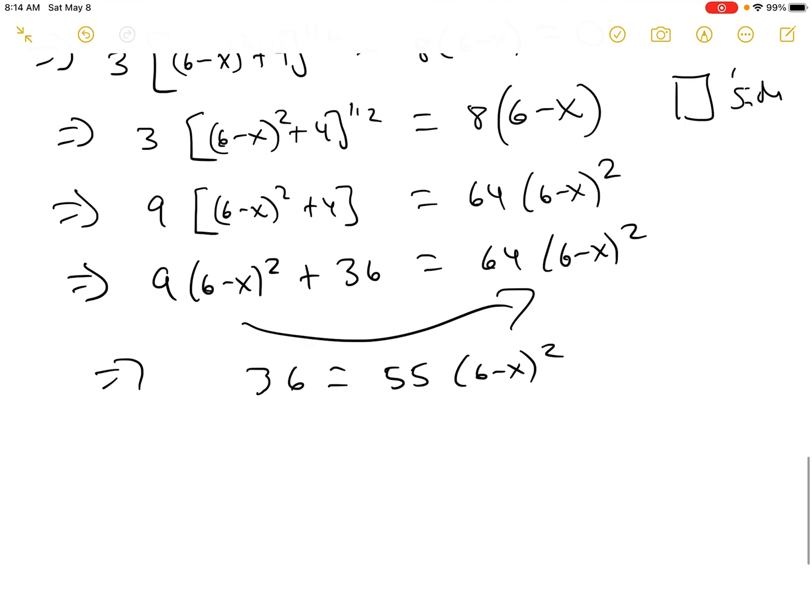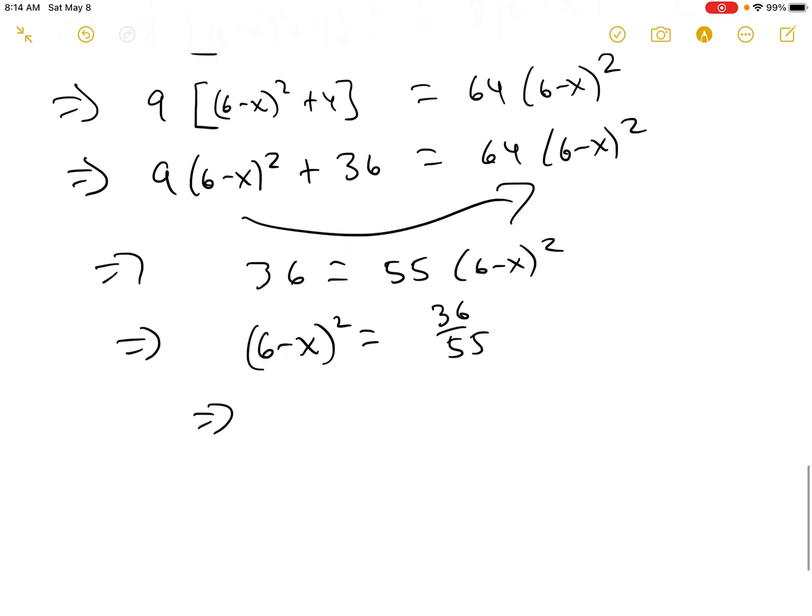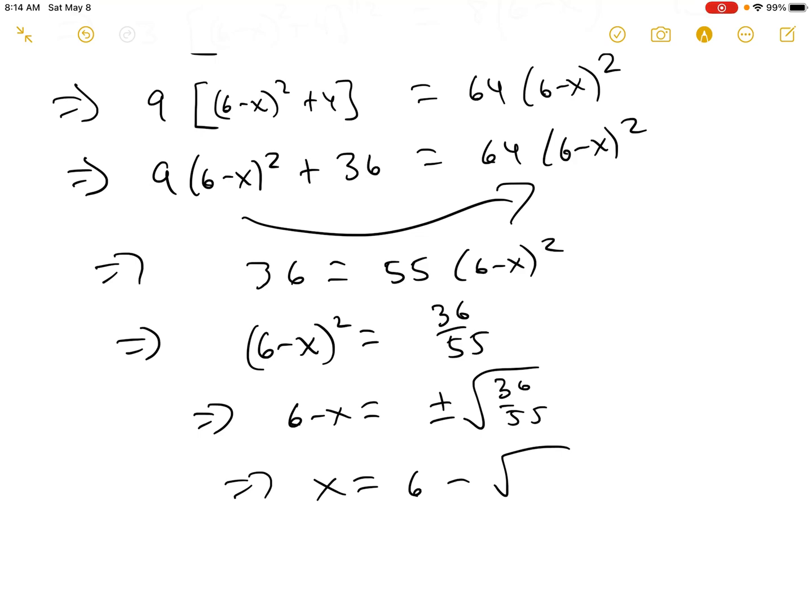Getting closer. Divide both sides by 55. Getting closer. Take the square root of this guy and solve for x: x is 6 minus the square root of 36 over 55. The positive root goes away because it's bigger than 6. And so there's our only critical point.